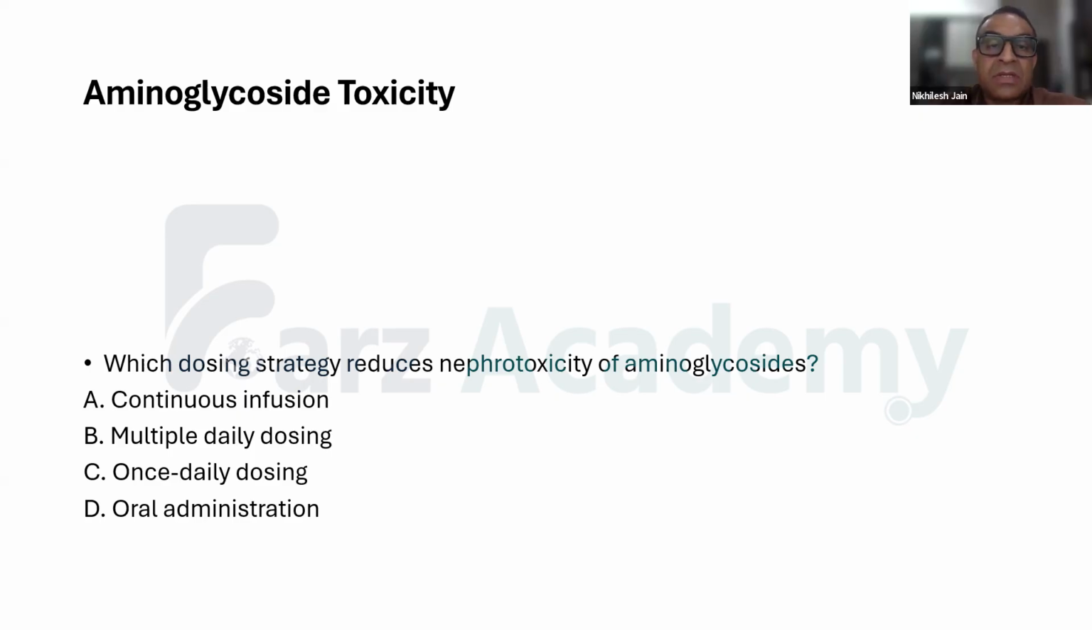Okay. Mahi has also given C. So answer is correct. It is indeed once daily dosing vis-a-vis continuous infusion or multi-daily dosing. And there's no oral aminoglycoside.